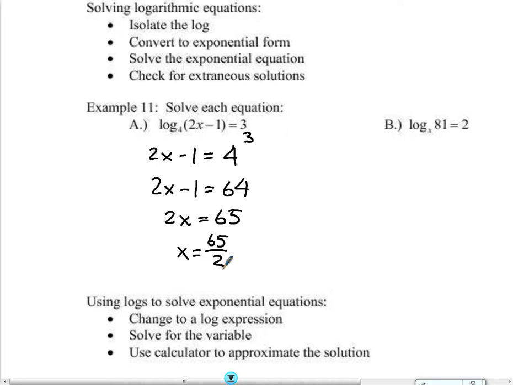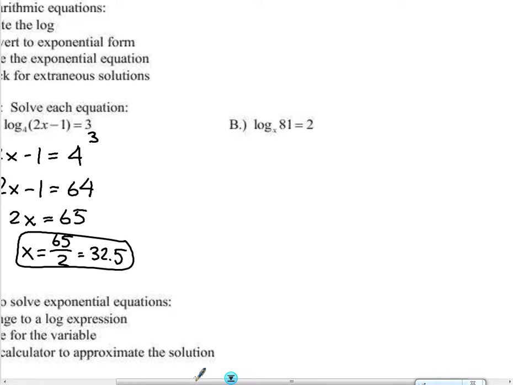Letter B, log base x of 81 is equal to 2. Again, we don't think in logs, we think much easier in exponents. So first thing I'm going to do is, once the log is isolated like it is, go ahead and turn it into exponent form. So this means 81 is really equal to x to the 2nd power.